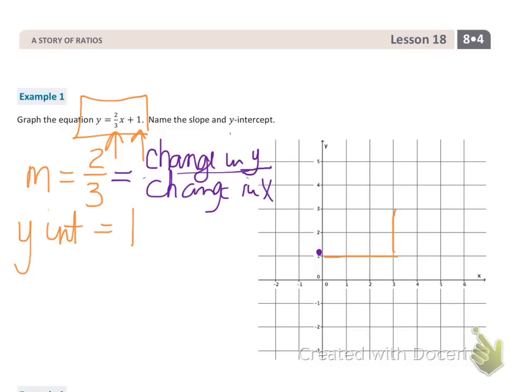So in other words, for every 3 that I go over, that line is rising 2 units. So by doing that, I can plot another point. And I could plot more using the same technique right here. Anyway, once you get that second point plotted, then you can draw your line. Let's see if I can make this go through here. So my line is roughly right there. Nope, that's not good.